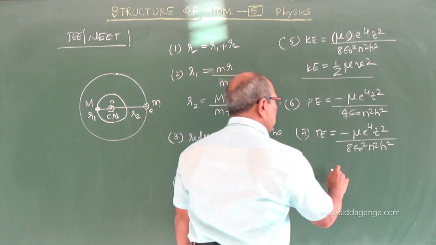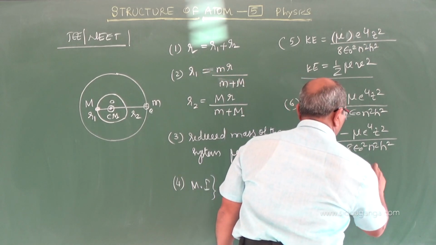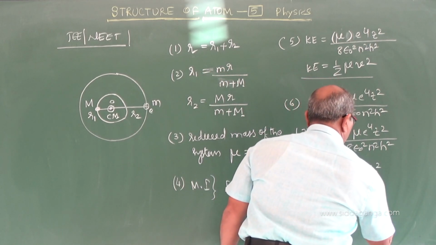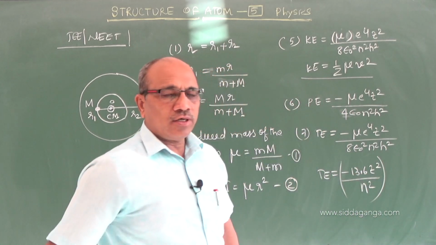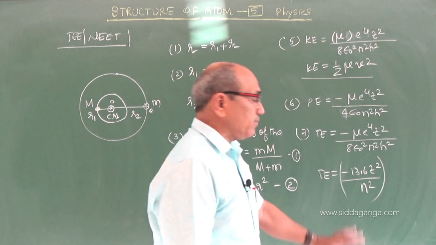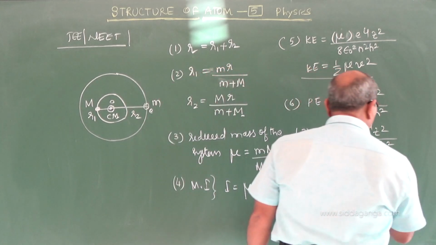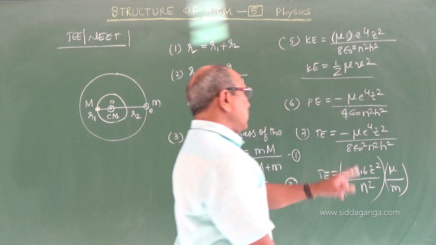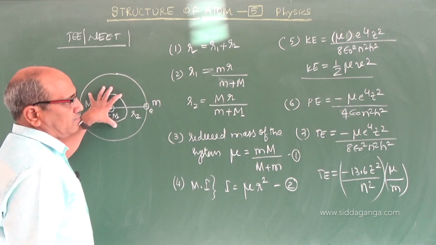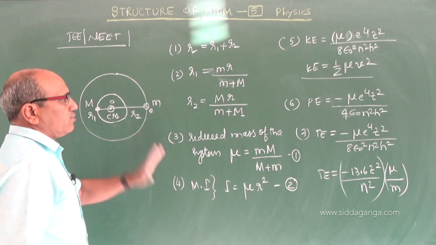So for substituting electron mass, we have the relation 13.6 Z square by n square, the total energy of the electron of the system. So in mu, I divide by m and multiply by mu, which gives you directly the total energy of the system of the atom, including nucleus and electron.